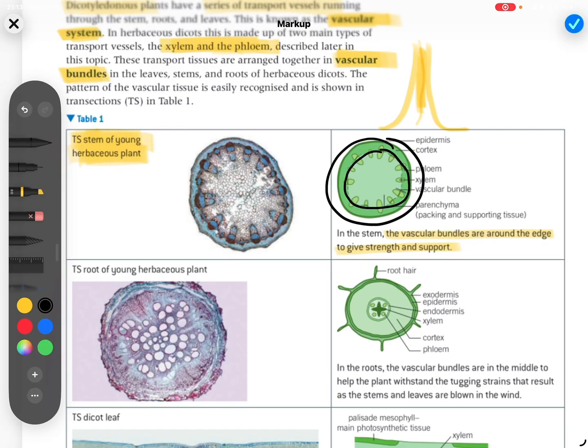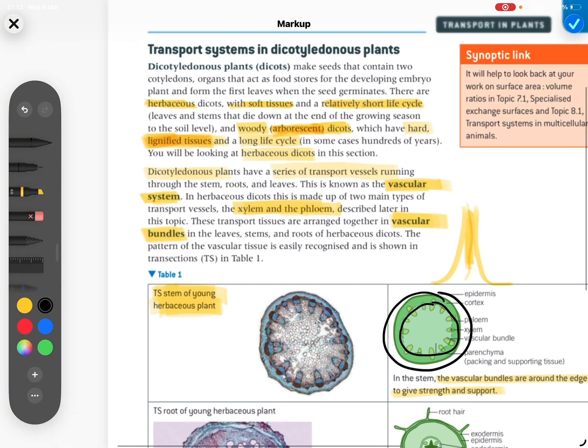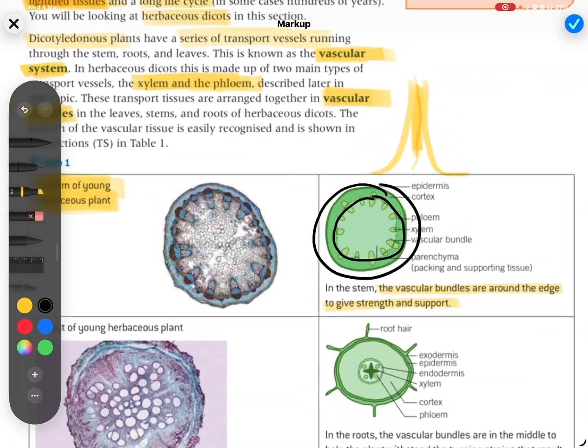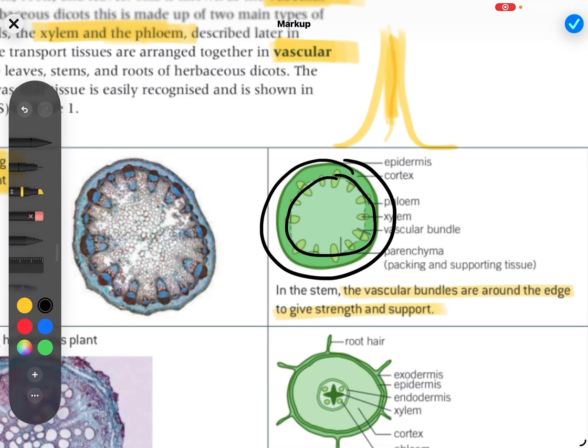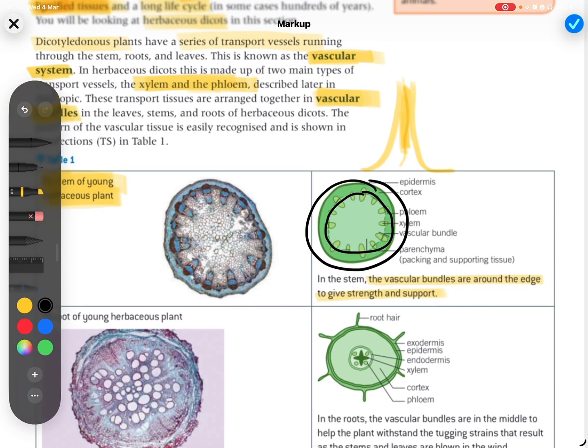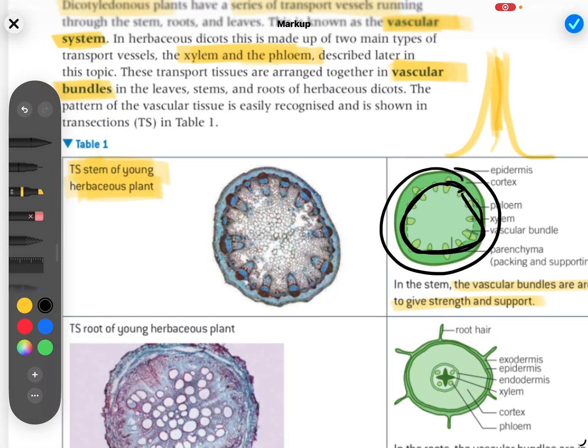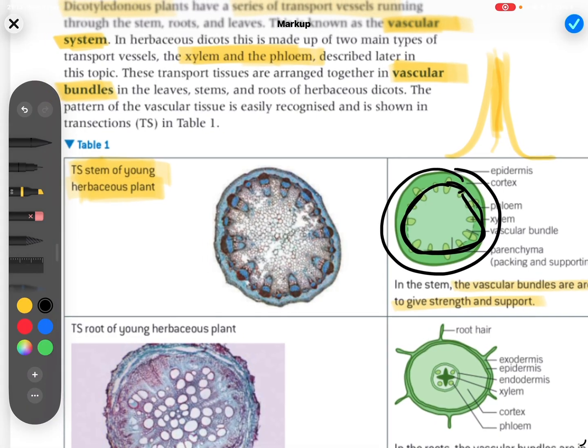You'll learn that the vascular vessels are actually quite tough. So by putting them on the outside, it creates a tough area and strengthens the plant. Remember, this is a young herbaceous stem, so it needs to be able to pop out of the ground, but be strong enough to withstand things and actually live to the point where it can grow nice and big.